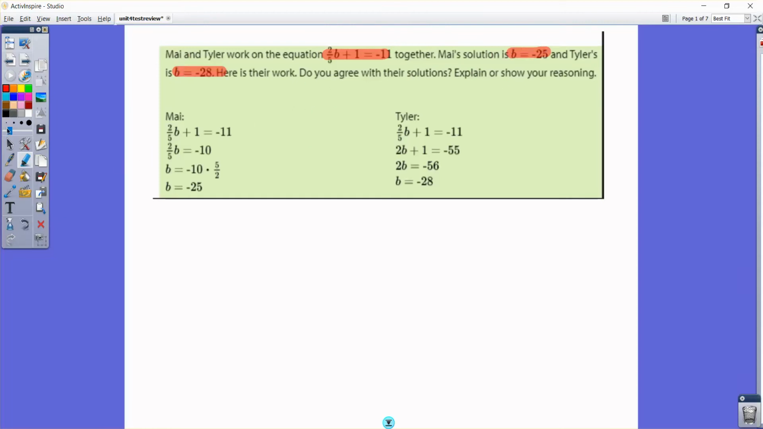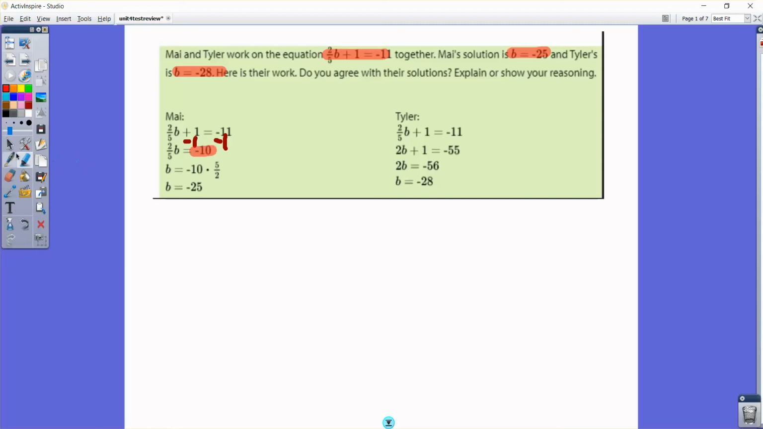So let's take a look at the work and see if we can spot any mistakes or errors that have been made. It looks like we have 2/5 of b plus 1 equals -11, and the next step is 2/5 b equals -10. So she's done something with this positive 1. It looks to me like she has subtracted it, subtract 1 here and subtract 1 here. Okay. So if she's done that, then what should we get? If we have -11 minus 1, do we get -10? No, we actually get -12.